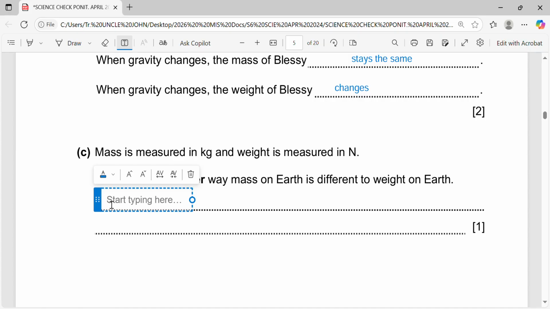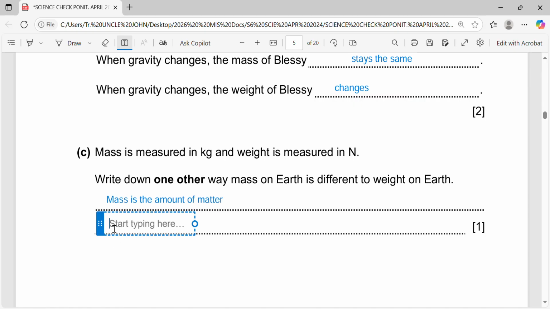We can say mass is the amount of matter. Then you can say weight is a force. A force, or weight is a pull.